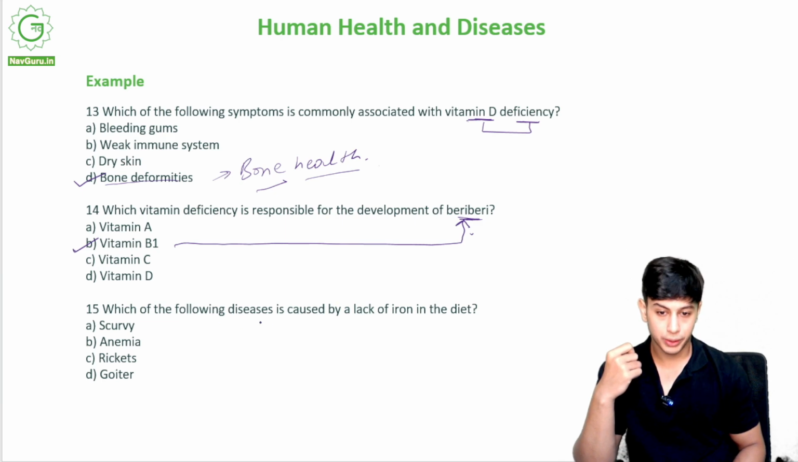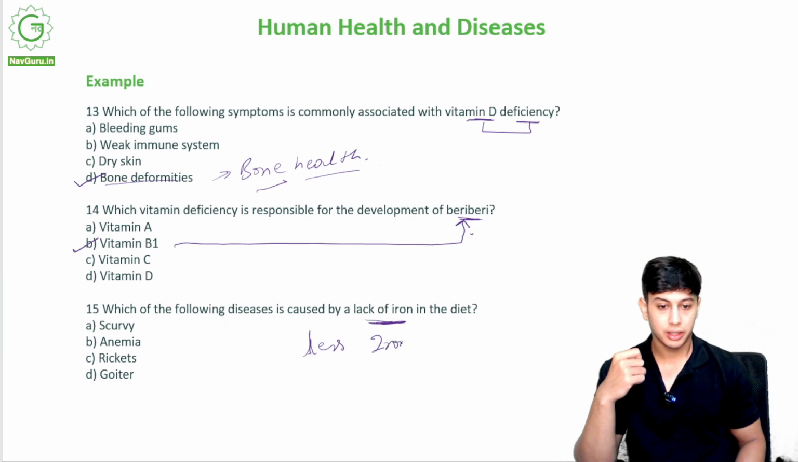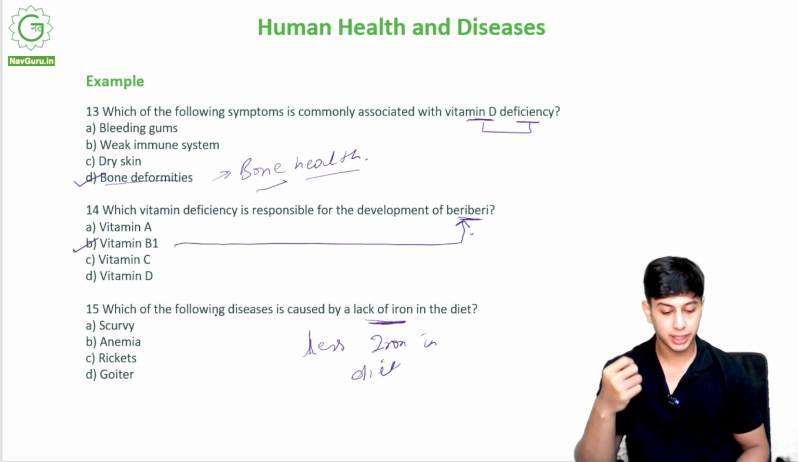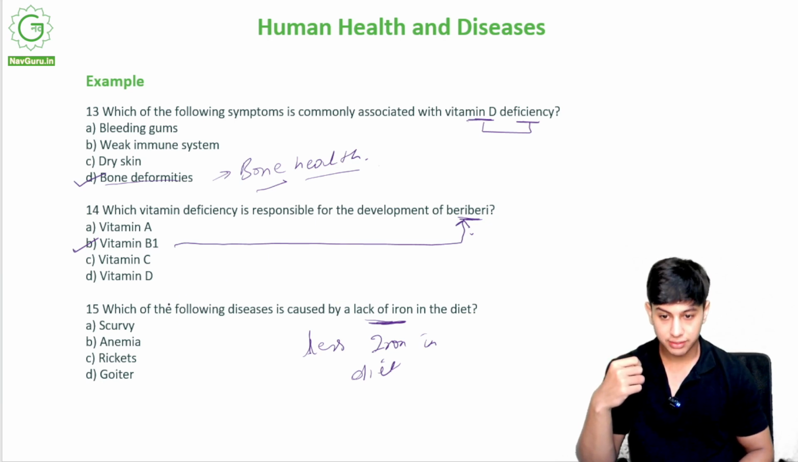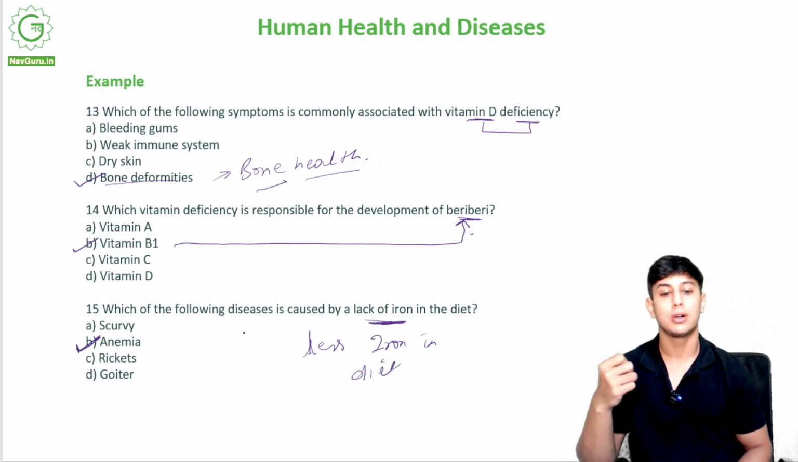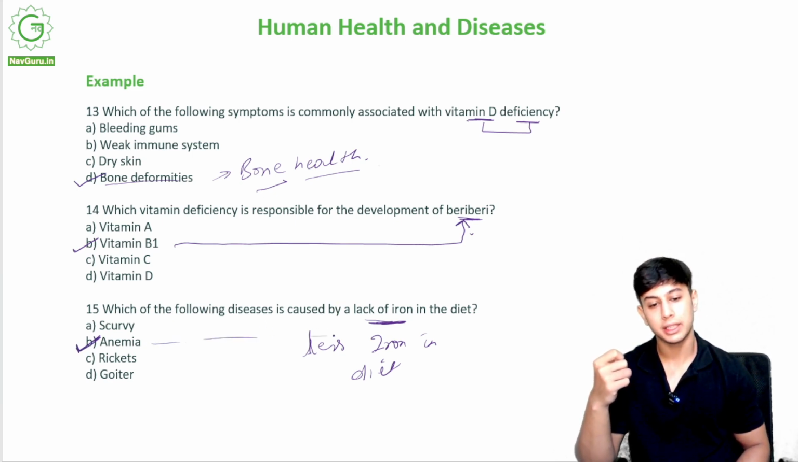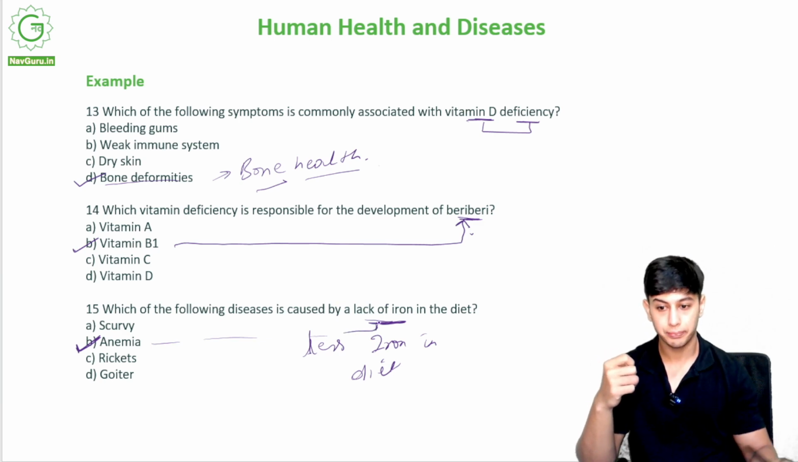Which of the following diseases is caused by a lack of iron in the diet? Lack of iron. Okay. So if I have less iron in my diet, what disease will I develop? Alright. Is it scurvy? Is it anemia? Is it rickets? Is it goiter? It is B, anemia. Anemia is caused by the lack of iron in the body. Okay.